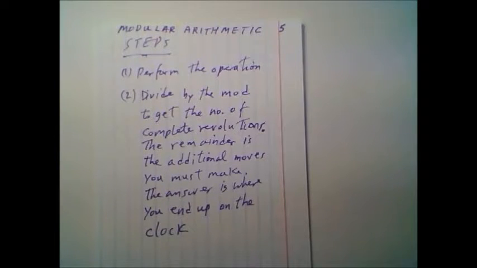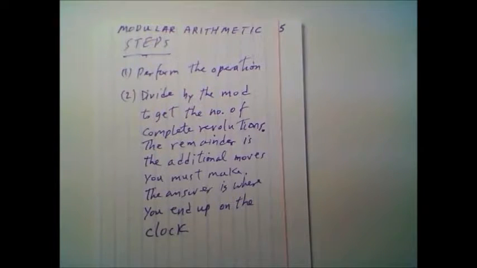So once again, you perform the operation, divide the mod into the number so that you can figure out the total number of full revolutions, and the remainder will be the additional steps. So you take the clock, you go around the full number of revolutions, and then after you do that, you go the additional steps. And where you end up, once again, that would be your answer to the problem.